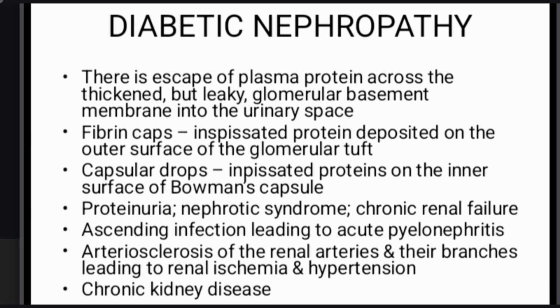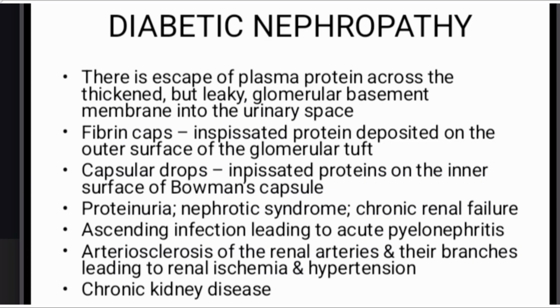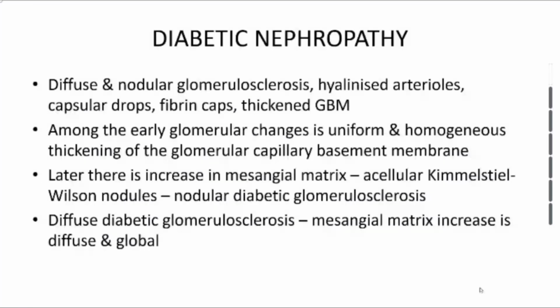Diabetic nephropathy. So in this case, if you are to look at that kidney that is affected by diabetic nephropathy, you will find diffuse and nodular glomerulosclerosis. When you talk of sclerosis, you're talking of hardening. So the glomeruli become hardened, they become sclerosed, the arterioles become hyalinized, and there are what we call capsular drops, fibrin caps, and a thickened glomerular basement membrane.